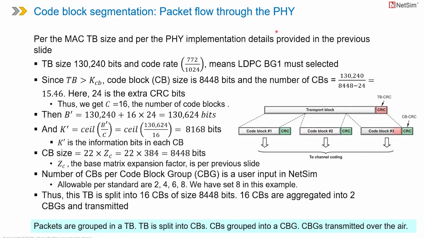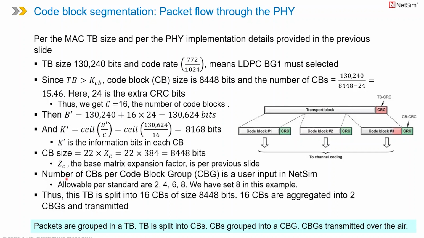Now let us look at how a packet is transmitted through the file layer. For this MAC TB size and code rate, per the tables, LDPC base graph 1 is selected. Since the TB is larger than the KCB threshold, the code block size is 8448 bytes. And the number of code blocks is 130,240 divided by 8448 minus 24, which comes to 15.46. This means we need to transmit 16 code blocks. An additional 24-bit CRC is added at the end of each code block, bringing the total CB size to 8478.